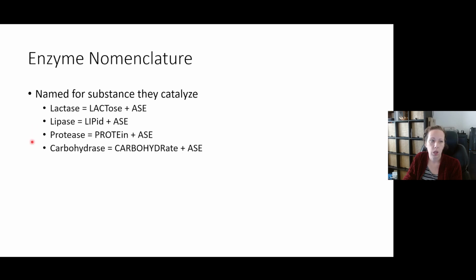Now these three are very general terms. You don't have enzymes that are just called this. There usually are specific names, but this is a general category of these enzymes. So enzymes that break down lipids are lipases. Enzymes that break down proteins are proteases, etc. Okay. Now we can also see enzymes that are named for the reaction that they catalyze.